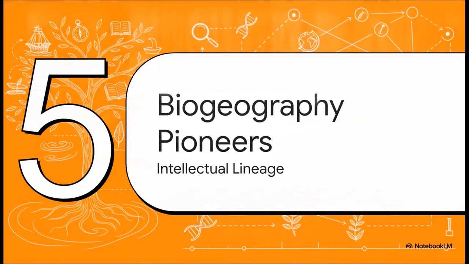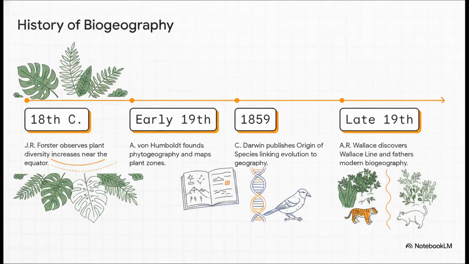All right, our final section, Section 5, Pioneers of Biogeography. Of course, our modern understanding didn't just happen overnight. It was a rapid, thrilling acceleration of discovery that really kicked off in the 18th century. It started with early observations, like J.R. Forster noticing how plant diversity spikes at the equator, and it runs all the way through the 19th century with brilliant minds putting the puzzle together.